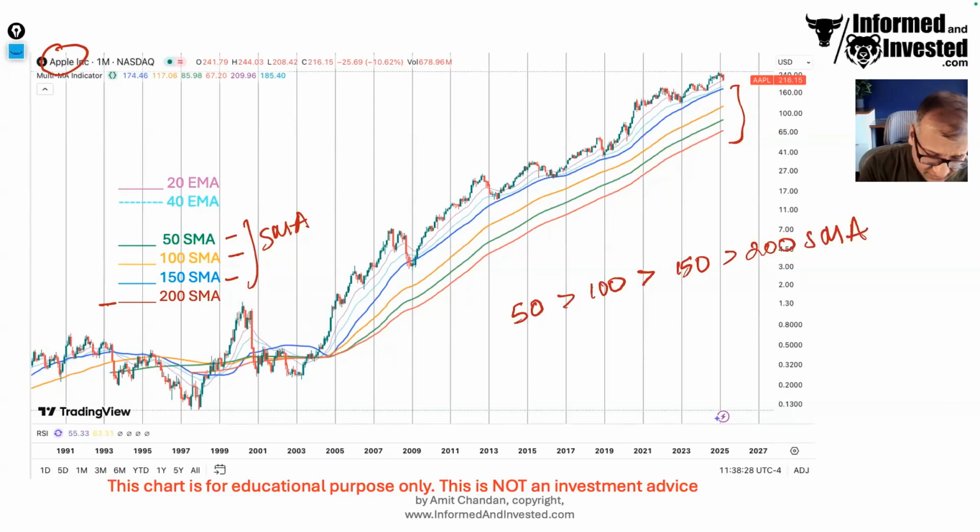By the way, guys, I just noticed that there is a color problem in my legend. The 50-day is actually blue, and the 150-day is green.